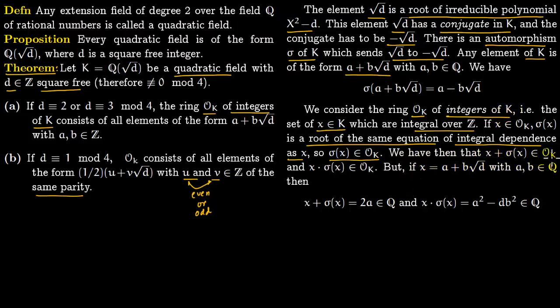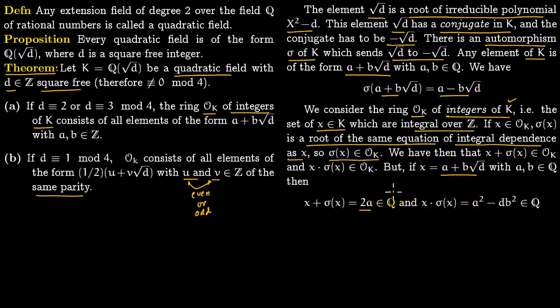So then x plus sigma x would lie in O_k, because this is a ring of integers, so the sum lies in here and the product lies in here. The elements of the ring of integers are those elements of k which are integral over Z, so they are of the form a plus b root d, precisely because elements of k look like this. So x is equal to a plus b root d, and sigma x is a minus b root d. You add these and you just get 2a, and then you multiply these and you get a square minus d b square.